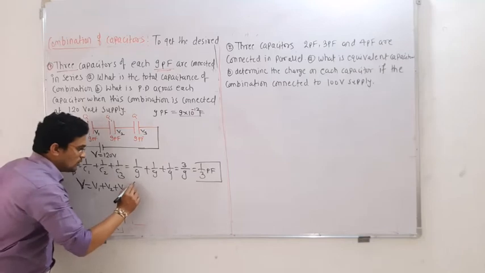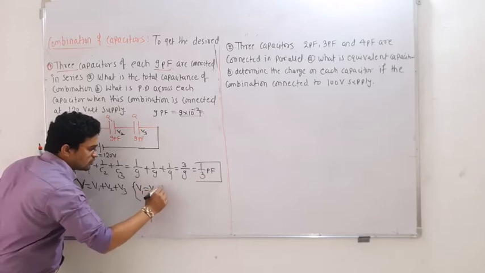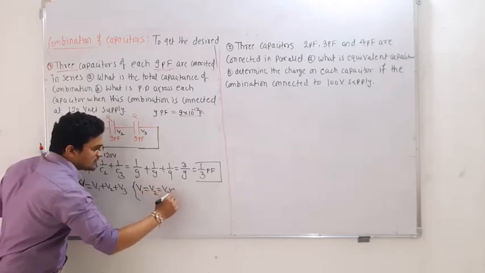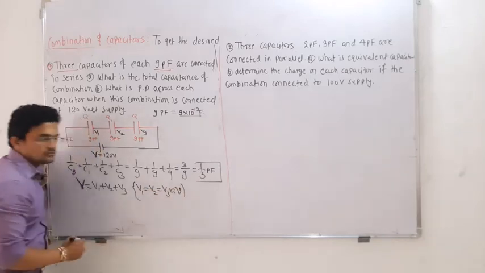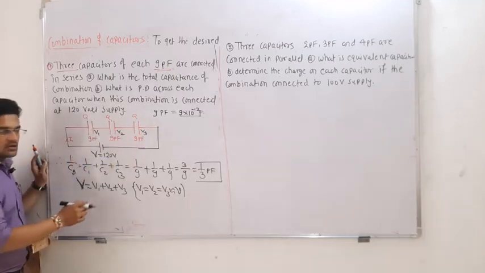But we know by seeing this diagram, if the capacitance is the same, then V1 is equal to what? V2 is equal to what? V3, and I will consider this as a small v. That small v is nothing but the potential across these capacitors.